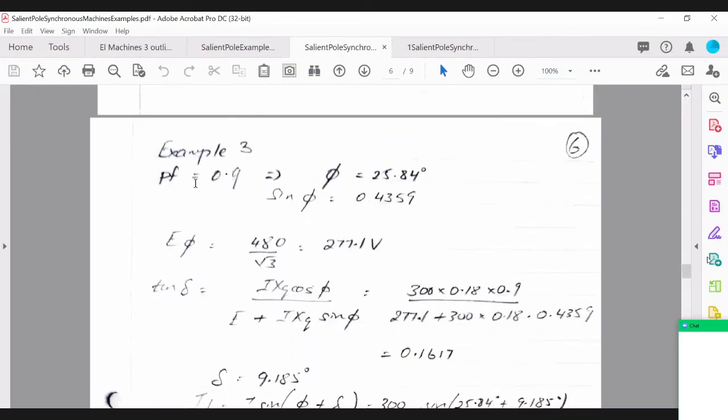Right, so we are given the power factor, and so we can determine the angle phi, right? So cos of phi is 0.9 and sine of phi is 0.4359. Okay, so that's the two components that you will use in ID and IQ. And the terminal voltage is rated at 480 volt line to line. So the phase value will be your line to line value divided by √3.